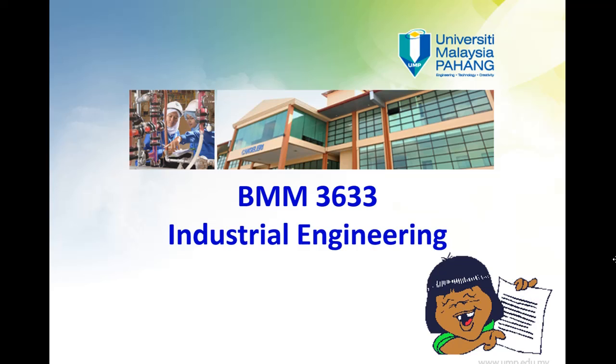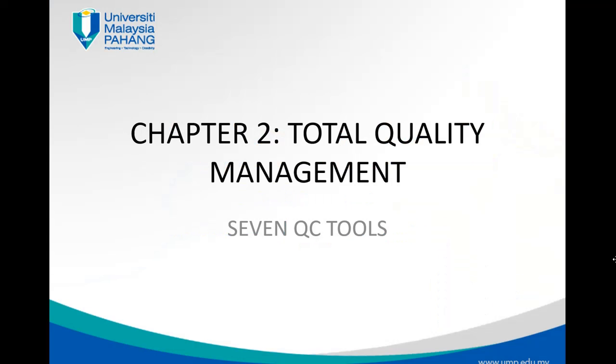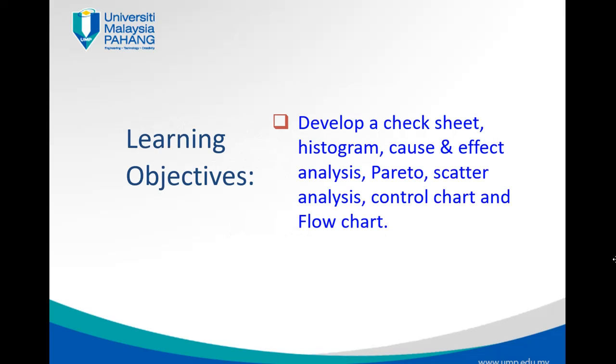So today we are going to continue our lesson in industrial engineering. We are still in chapter 2, which is on total quality management. So for this lesson we are going to discuss the 7 QC tools. So this is the learning objective for this lesson. Develop check sheet, histogram, cause and effect analysis, Pareto, scatter analysis, control chart, and also flow chart.